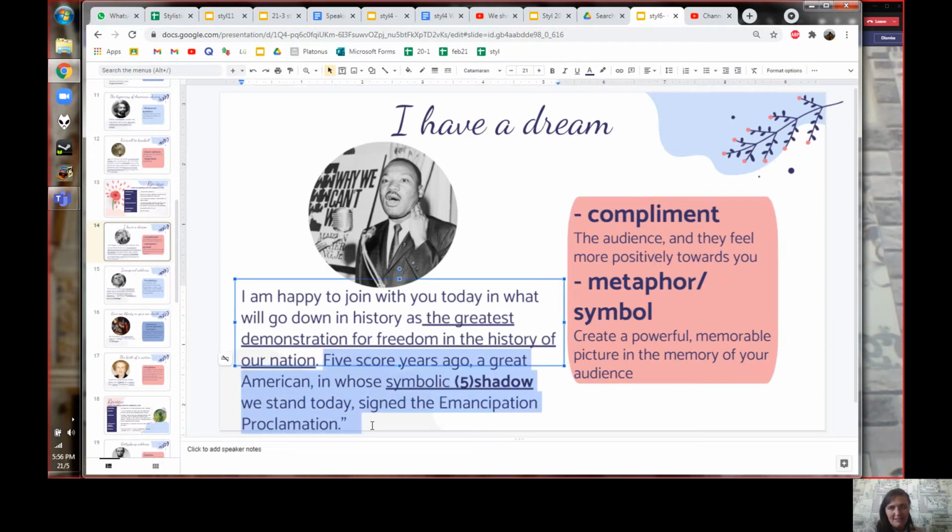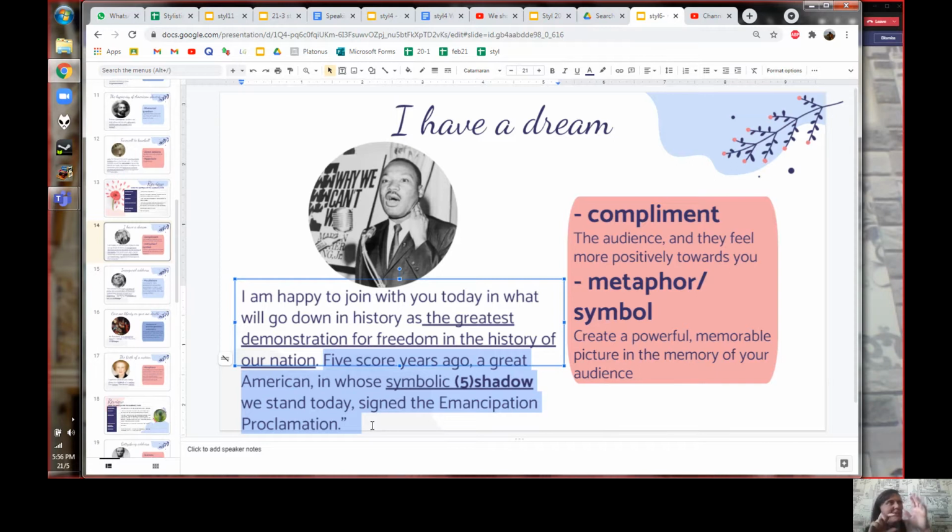Let's imagine this sentence here, but without the metaphor, without the big symbolic shadow of Lincoln. "50 years ago, Lincoln signed the Emancipation Proclamation, and we are here today to remember him." Is that very interesting or memorable? No. You're not going to go away and think like, oh yes, this is the 100th anniversary of Lincoln, we should remember. No, you're just going to forget it. But when he says, we are standing in the symbolic shadow of Lincoln, you're going to remember that picture.